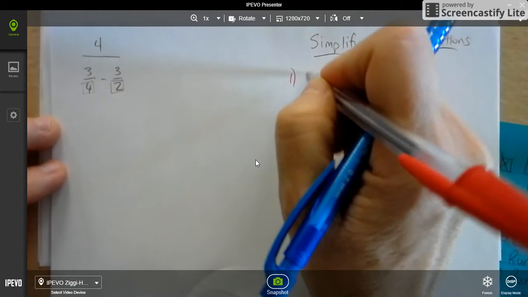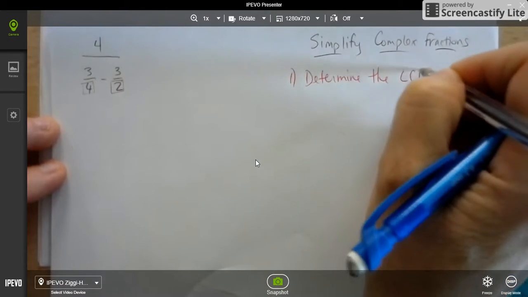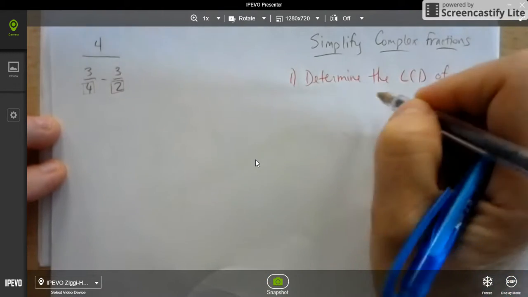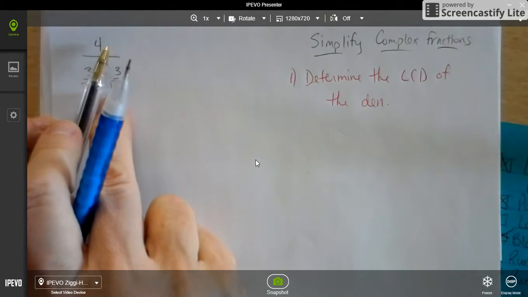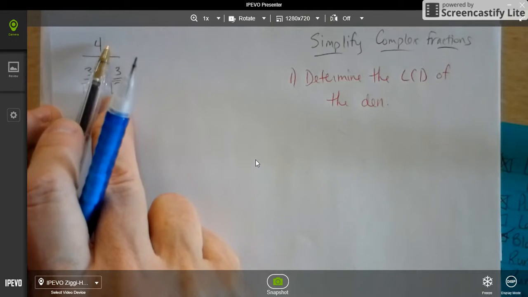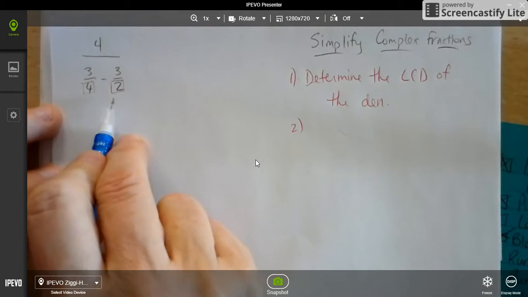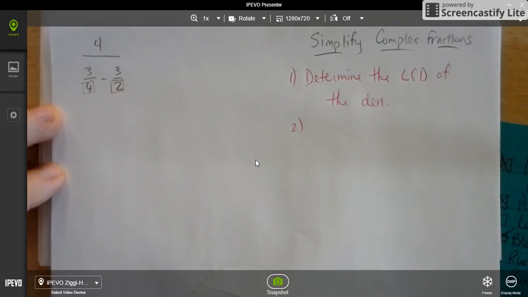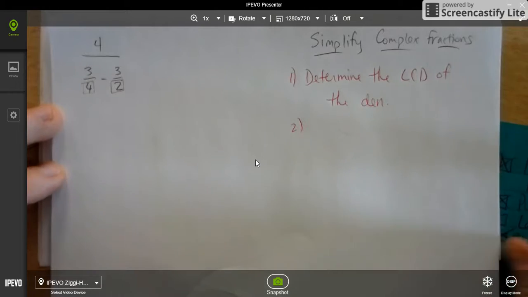So the first thing you're going to do is determine the least common denominator of the denominators. The top number, 4, is not a fraction. It's a whole number. Okay, and in this instance, what is the least common denominator between 4 and 2? It's going to be 4.